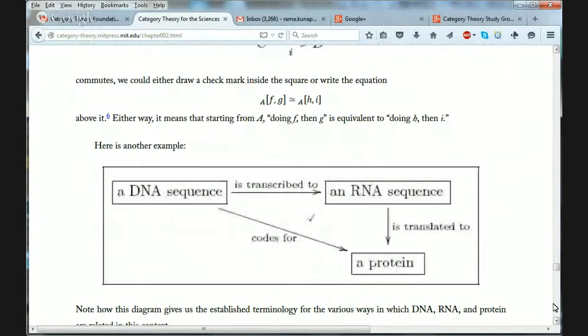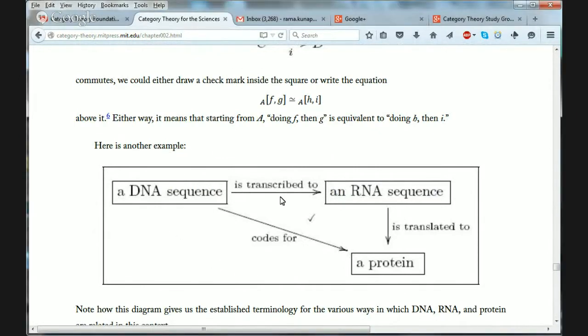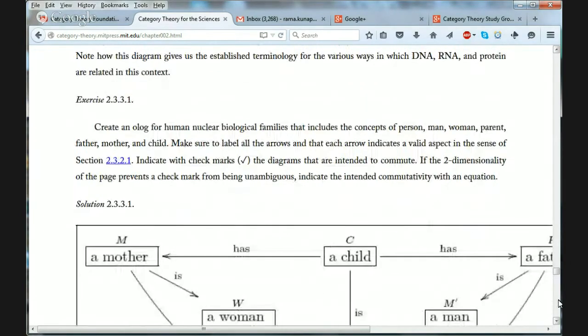So for example, this is one example of a commuting diagram using his Ologs, where you start with a DNA sequence. It is transcribed to an RNA sequence, which is in turn translated to a protein. And you can also say a DNA sequence codes for a protein. So this is a commuting diagram. Whether you go like this or like that, you get the same information encoded inside here.